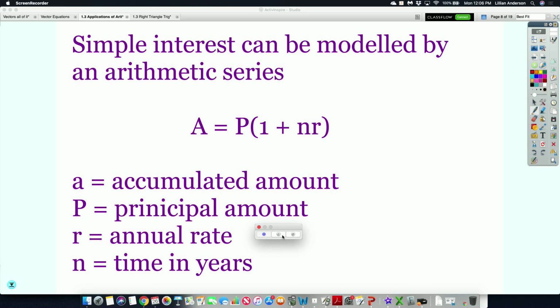Yes. So N is the time in years. If it's 6 months, then you would plug in 1/2 for your N. Okay? 9 months would be what? 3/4. Okay? If you're ever confused, just do 9 divided by 12 and boom, you're there.